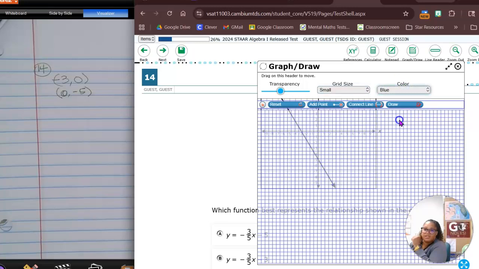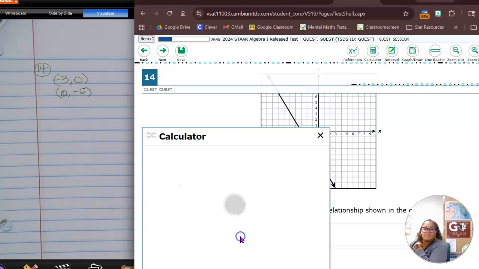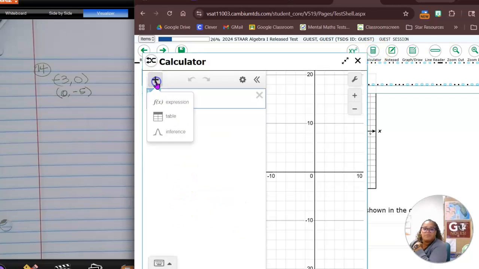Let's see if I can change the color. I guess it's changing the color of the line. We don't need that, but if you feel like you need it during the STAAR, feel free to use it, and this is also relevant for the interim. Anyway, so now we're going to take these points and go to Desmos and put them in a table.